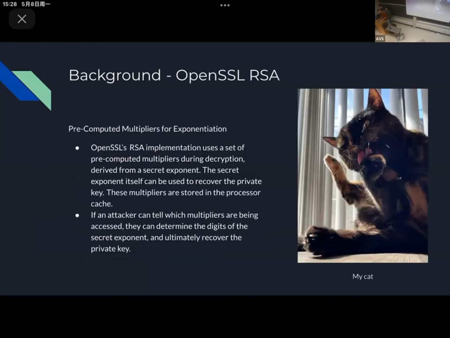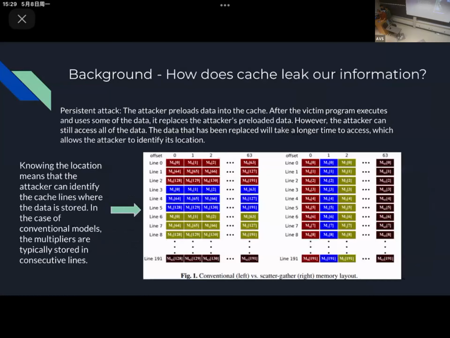Specifically, this attack is targeting the modular exponentiation operation. For this operation, there are pre-computed multipliers that are stored in the processor cache and then are accessed repeatedly. The goal of the attacker is basically to determine that access pattern, determine which multipliers are being accessed and when, in order to recover the private key.